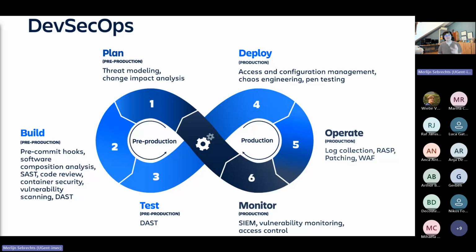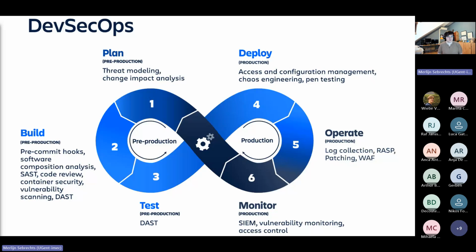So in the planning stage, for example, you do a quick threat modeling and an impact analysis of changes. In the build phase, you really start to look at automatic vulnerability scanning, composition analysis, automatic generation of software bills of materials, and things like that. In the testing phase, most companies do some security testing, so there's often not that much that needs to change. And in the deployment phase, the operation phase, and the monitoring phase, again, security is part of it.